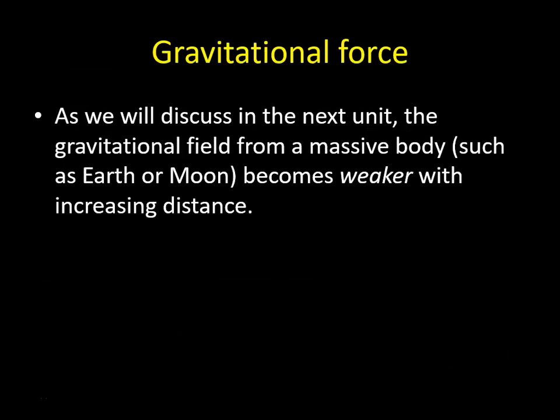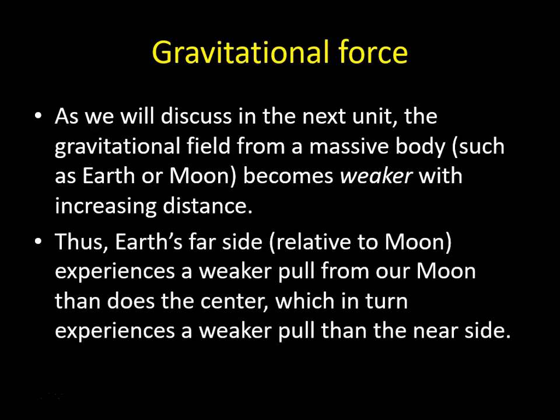So, as we'll discuss in the next unit, the gravitational field from a massive body becomes weaker with increasing distance. It goes down as 1 over distance squared. So if you end up getting twice as far from a massive object, you're going to feel 1/4 as much gravity. In other words, if you weigh 100 pounds on the surface of Earth, and you go up 1 Earth radius above the surface, in other words, you're twice as far from the center of Earth, then you would only weigh 25 pounds there. So the force of gravity becomes weaker with increasing distance, and it goes as 1 over distance squared. This was discovered by Isaac Newton in the mid-1600s.